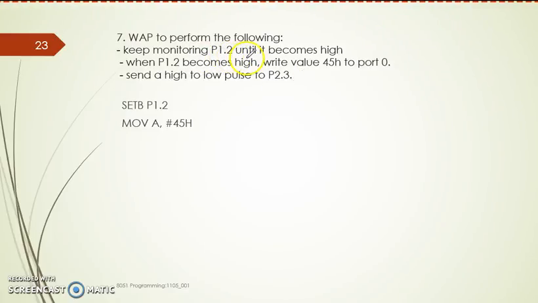We have to program it as input port. So SETB P1.2. Load the 45H value into the accumulator and check for P1.2. So JNB P1.2, again. It will be in this instruction itself. The moment there is a bit, MOV A, P0. 45H was stored in A, that will be moved to port 0.